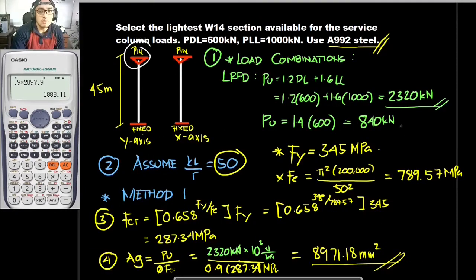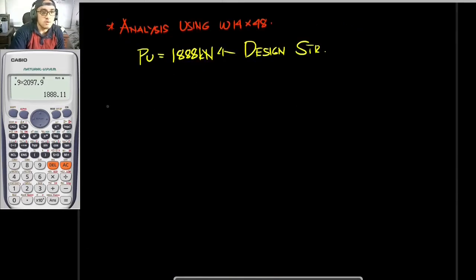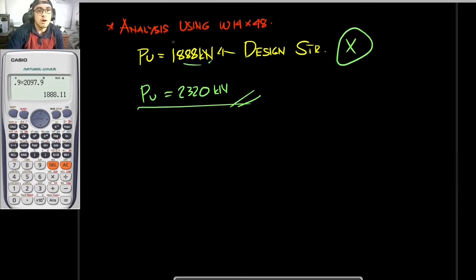So, that is to be 2,320. So, from load combination, Pu is equal to, nakalimutan ko, 2,320 kilonewtons. So, if this is to be bigger than this, so, ibig sabihin, this would fail. So, mali to. Kailangan pa natin ng mas mataas. So, ang conclusion natin dito, W14 by 48 is inadequate.